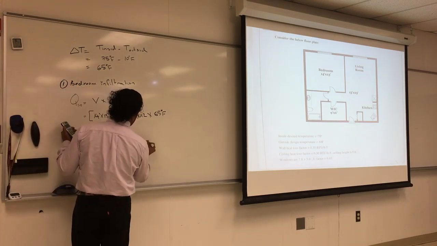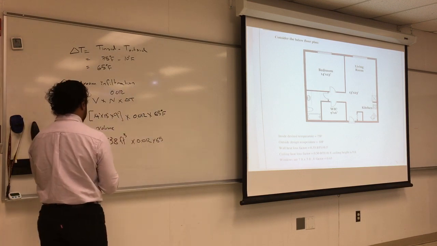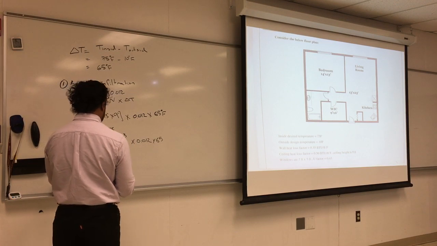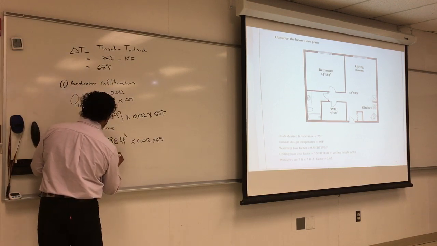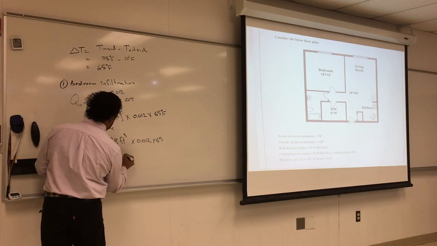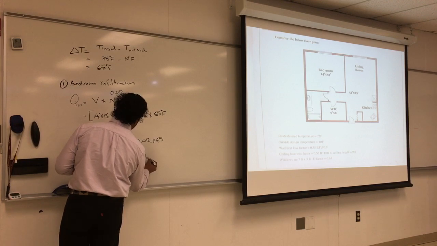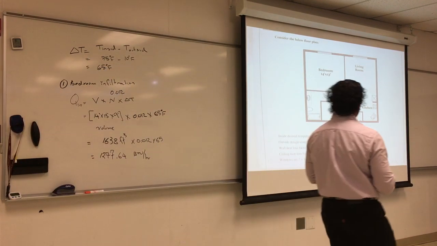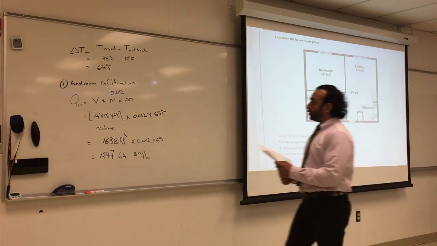Times 0.012 times 65. And I got 1277.64 BTU per hour. That's for the first question, infiltration. The second question is asking for what is the floor total area?